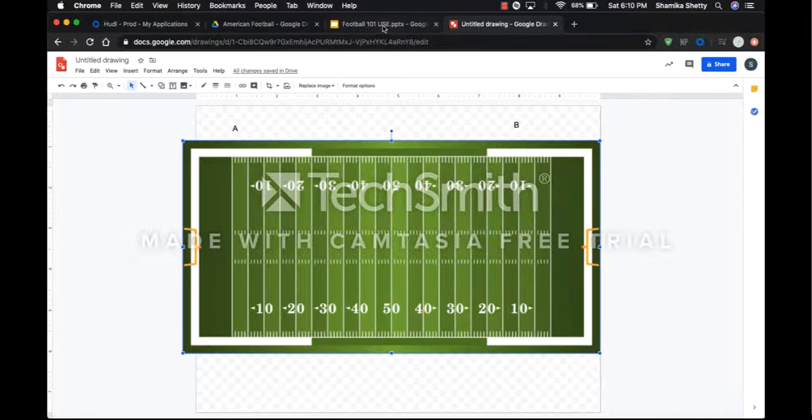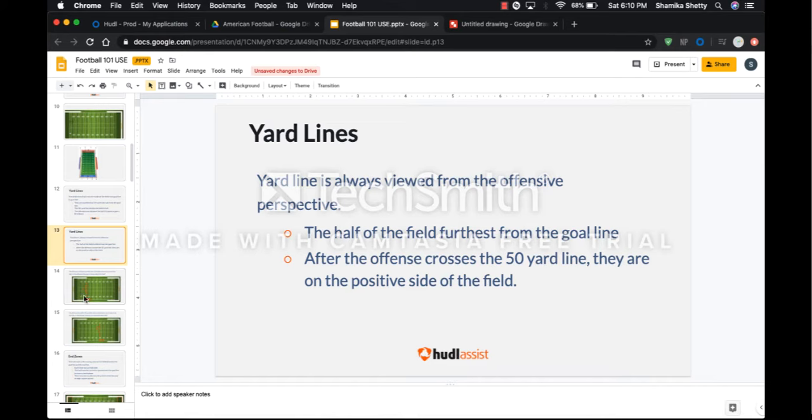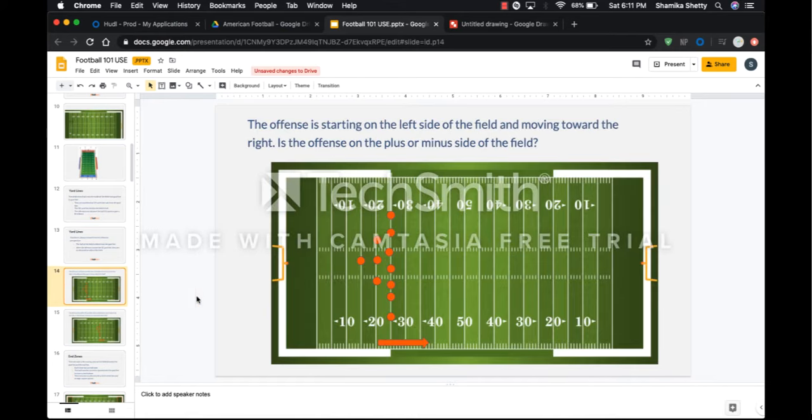Let's go back and go to the next image. Okay, there's a question here. The offense is starting on the left side of the field. That is this side. They are starting from here and moving towards the right. They are going this side like shown in the arrow. So suppose it is team A. Team A is on offense. They are starting from the left hand side. They are moving towards the right hand side of the field.